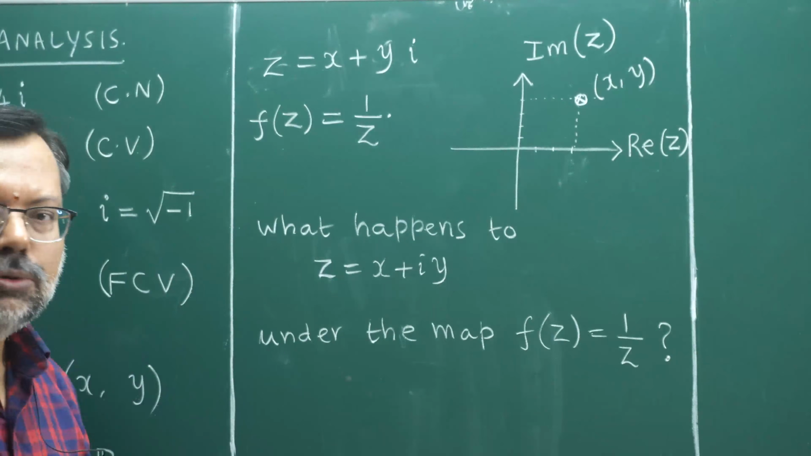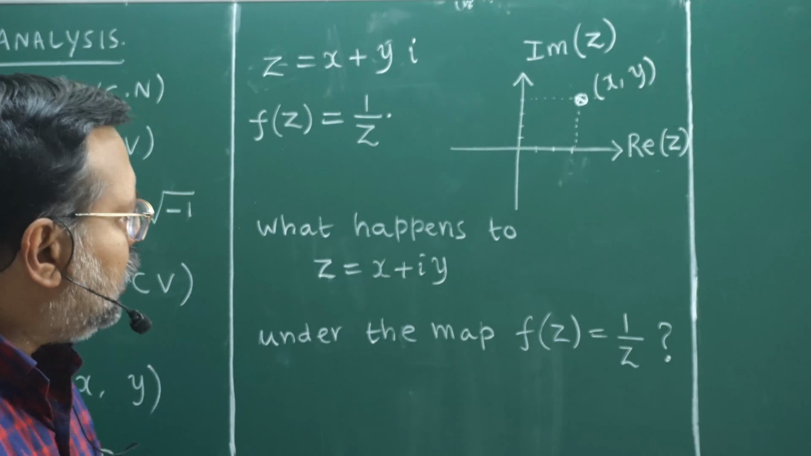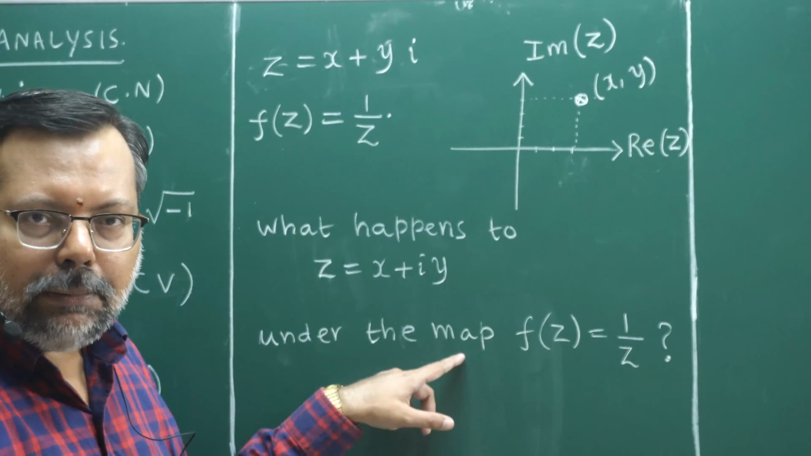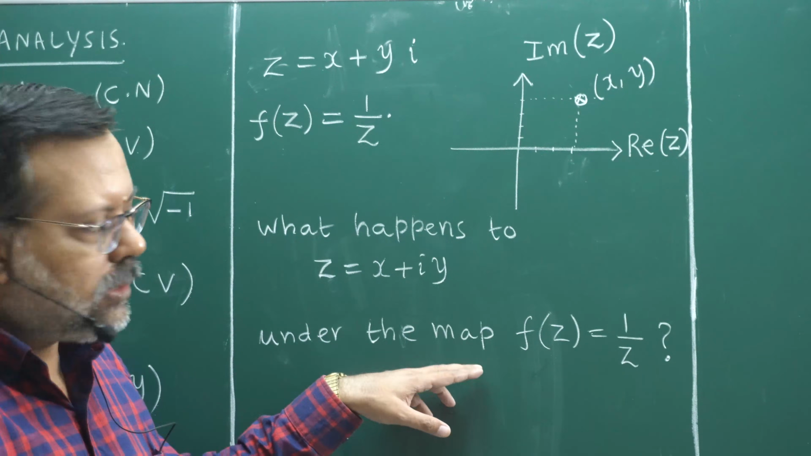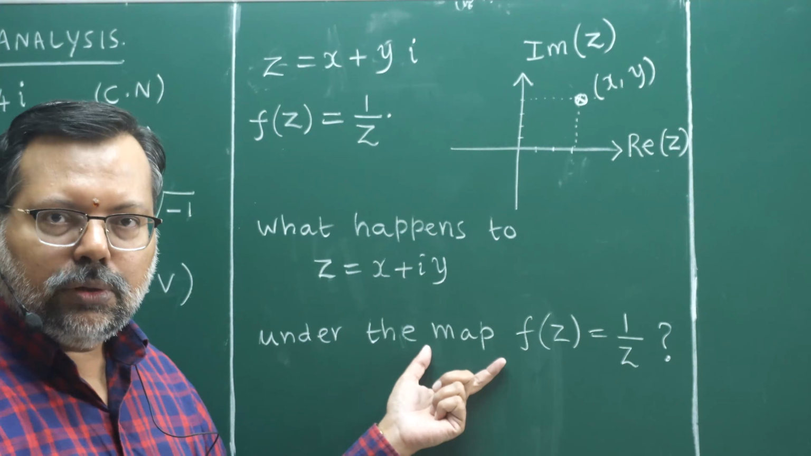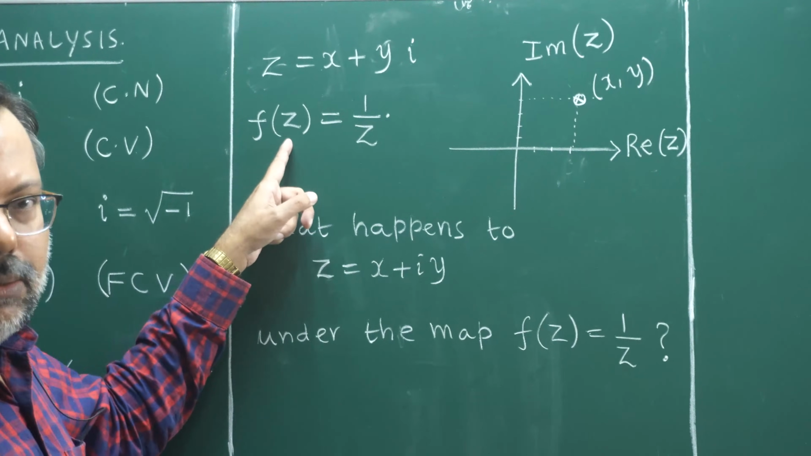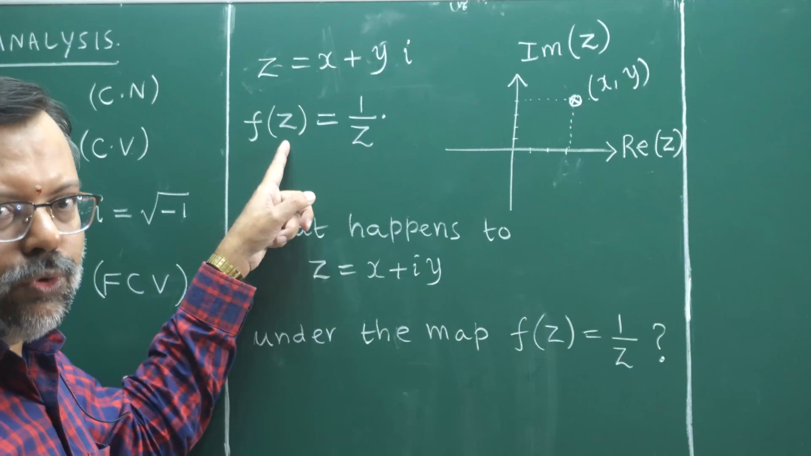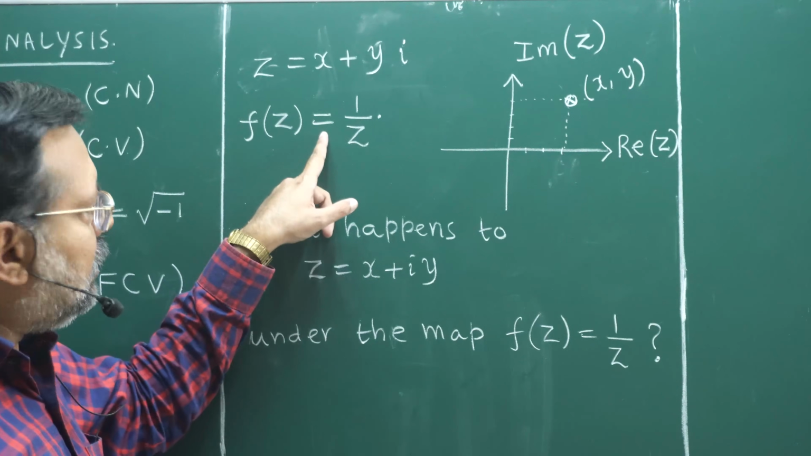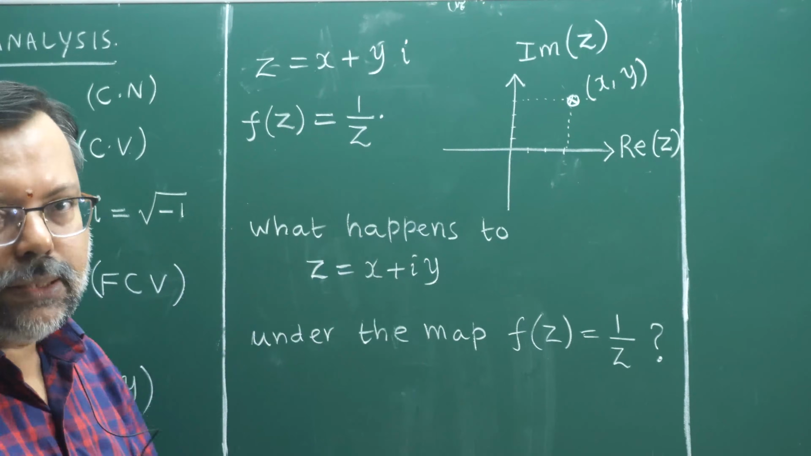So that's the question. The question should be clear, then only will we know what we are doing. There are some technical words coming into the picture. Map. Map means function. That's all. Function is the familiar name right from school, but map is a more technical word in mathematics. So we say that this function of a complex variable is called the map. There is nothing more than that. So f of z is called the map, and for this problem the map is defined by 1 over z.